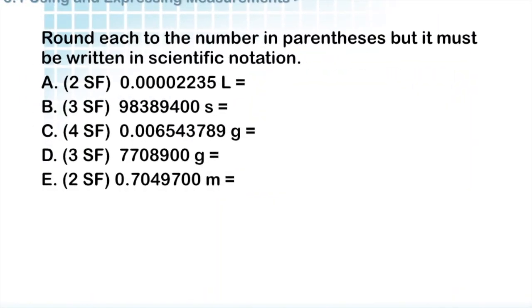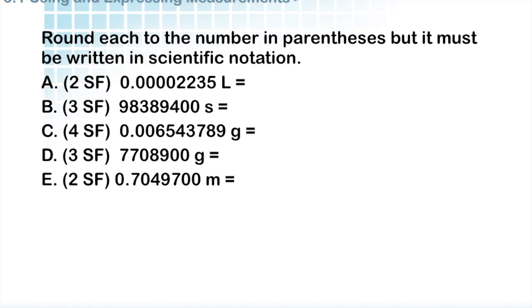All right, now I've got these numbers. They're in normal notation. I want them in scientific notation. So I'm going to have to move my decimal left or right to make it scientific, and I'm going to have to round it to the number in parentheses. So the first one is I want to make 0.00002235 liters scientific with 2 significant figures.